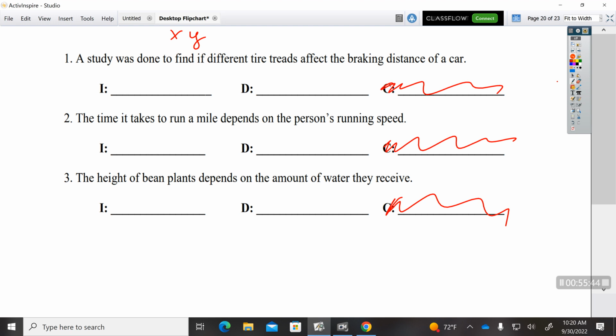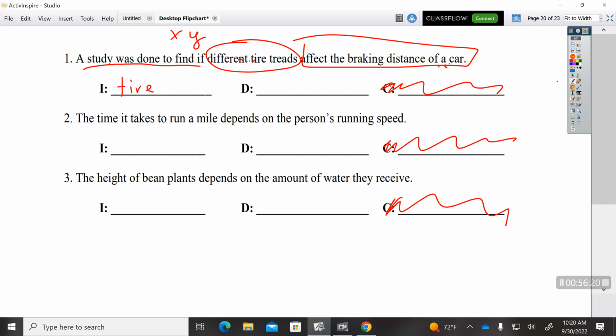The concept doesn't matter. It could be about alien turkeys. So the study was done to find different tire treads. So already we know one variable has to be different tire treads. You with me? Now it says affects the braking distance. Which one depends on what? The braking distance depends on the tire tread. The better the tire tread, the shorter the braking distance. The worse the tire tread, the longer the stopping distance. So which one comes first? The tire tread. So tire tread is your independent, and your dependent is the braking distance.